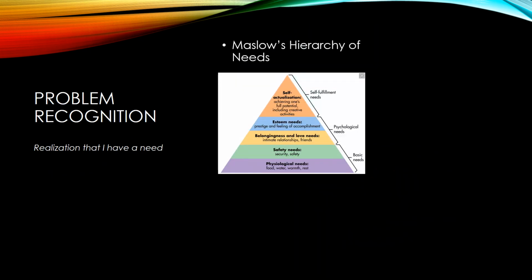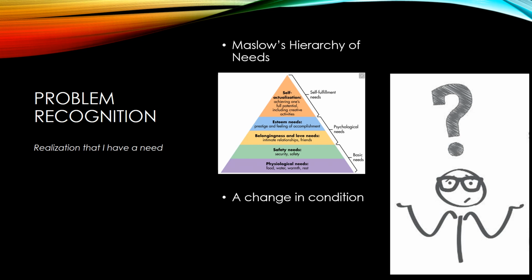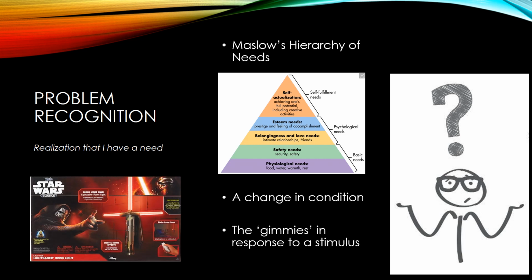Let's take the needs that is described in Maslow's hierarchy. I'm hungry and there's a Chick-fil-A coming into view. I'm going to stop and get something to eat. Some needs are the result of a change in condition. The microwave is broken and cannot be fixed, so I need to replace it. The need may also come from stimuli that creates a want. The new Star Wars movie has a new lightsaber that my son must add to his collection.